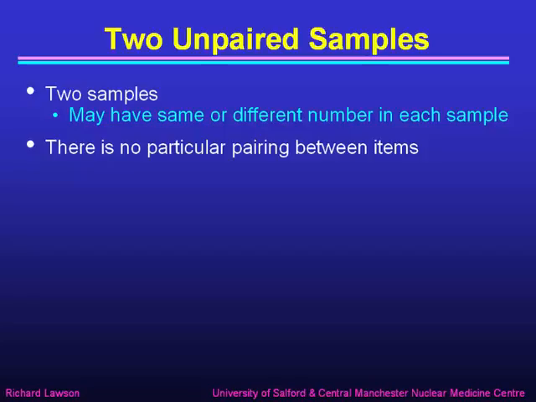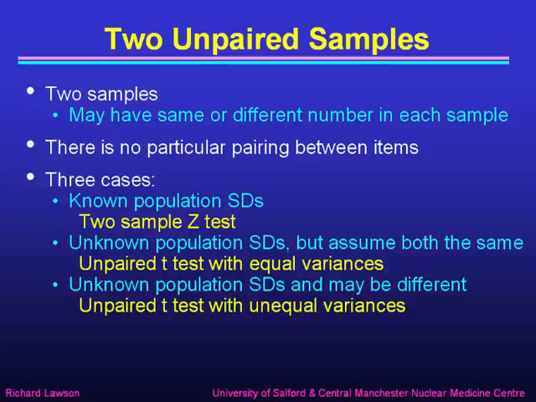First of all, if we have 2 samples that are unpaired, there may be the same or a different number in each sample. For the paired test, of necessity, we had to have the same number in every sample because they had to be paired 1-to-1. But for unpaired samples, we may by coincidence have the same number in each sample, but it is not essential to have the same number in each sample because there is no particular pairing between the items.